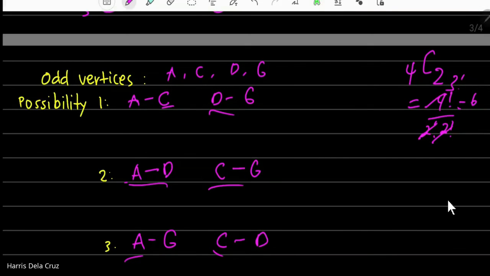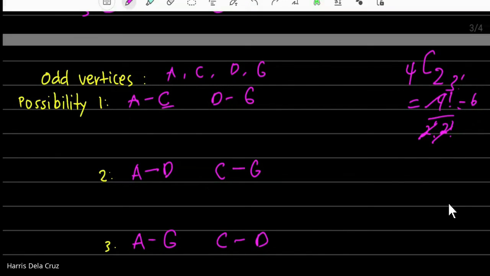Okay, so we're already sure that we can have 3 possibilities. 6 possible pairings of vertices consist of 3 different possibilities. Yan. Kasi yung pairing na to magkasama sa isang possibility. Okay. So we're done with the pairings. Next, we want to determine the possibility that will give the least added weight or the least added path.